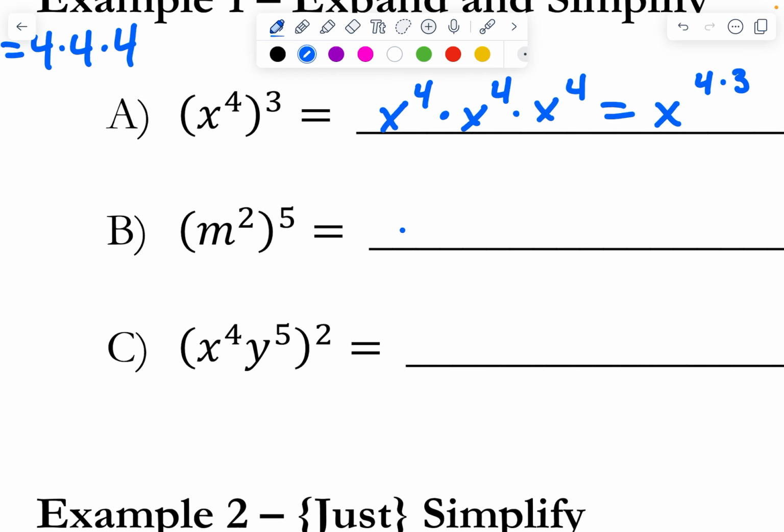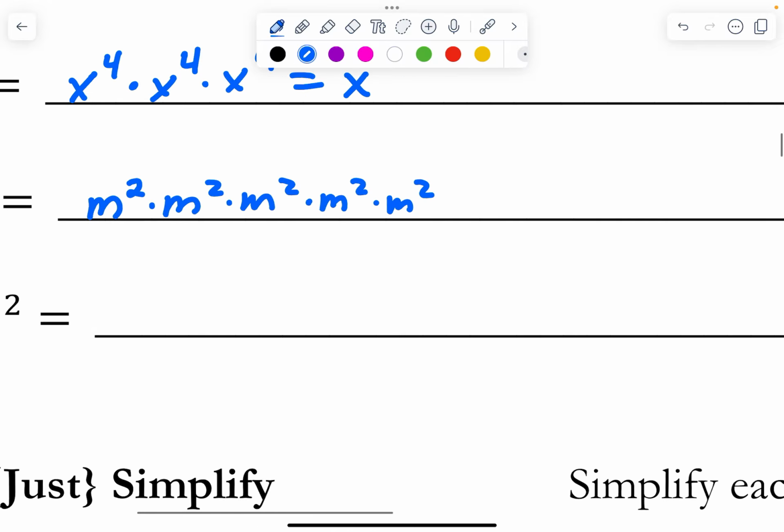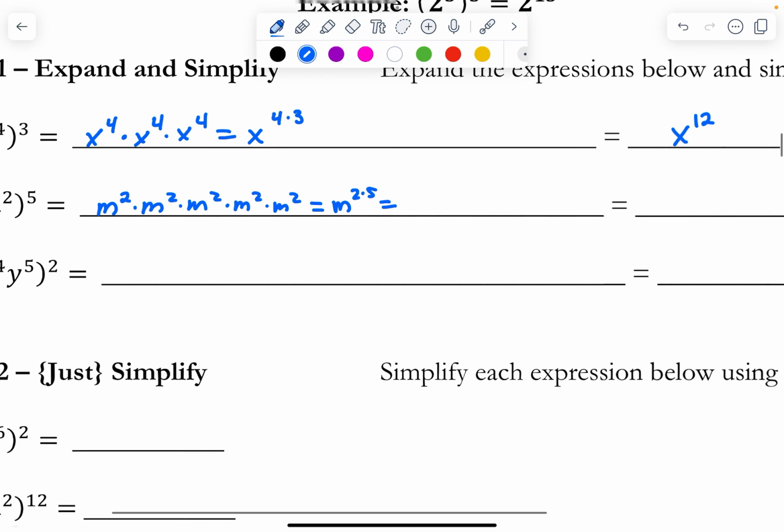Well, I have m to the power of 2, and we're going to do that 5 times: m squared times m squared times m squared, 5 times. That's just 2 plus 2 plus 2 plus 2 plus 2. Remember that multiplication is just addition over and over again, so that's 2 times 5, which ends up giving me a final answer of m to the 10th.